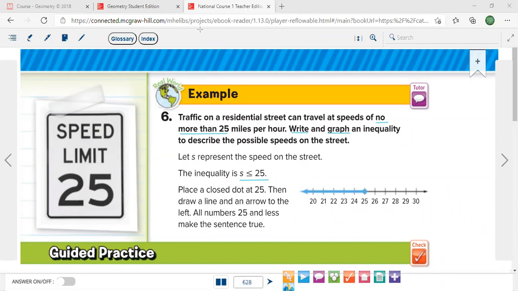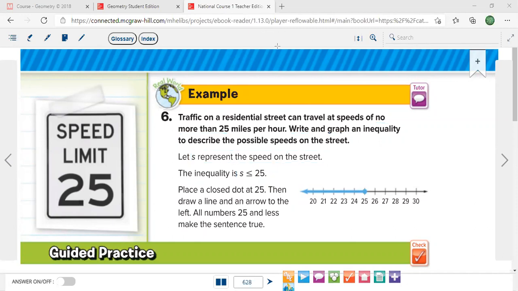So if we assume that S represents the speed on the street, the inequality will be S smaller than or equal to 25. And we locate 25 with a shaded circle, as you can see. And going all the way to the left on the number line means all the way to reach 0, because the minimum speed is 0. We cannot find speed in negative.